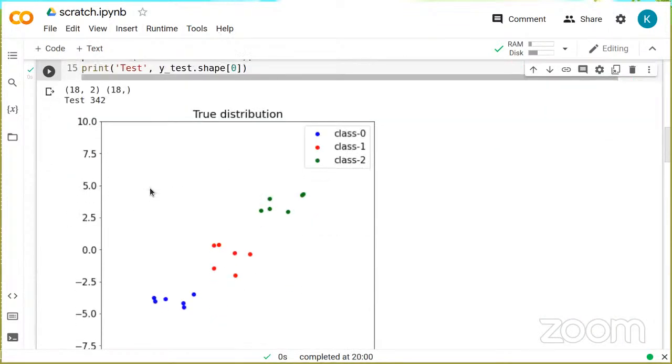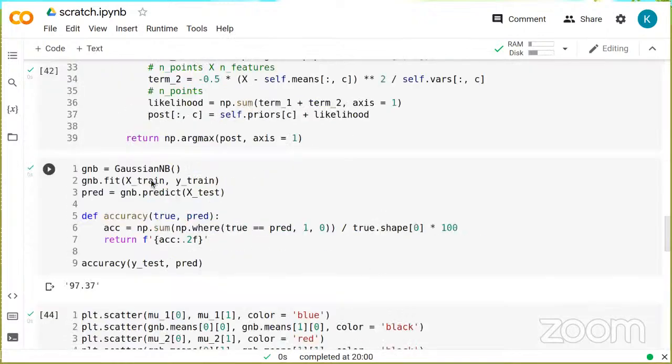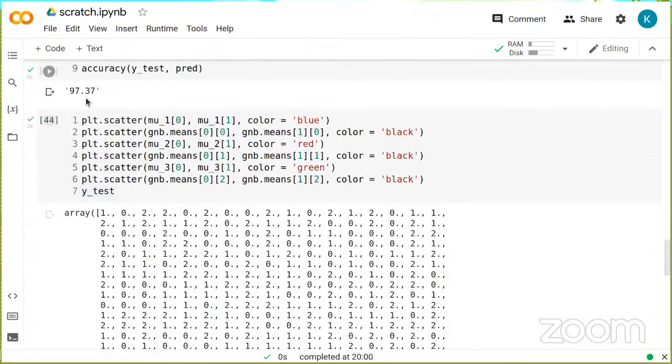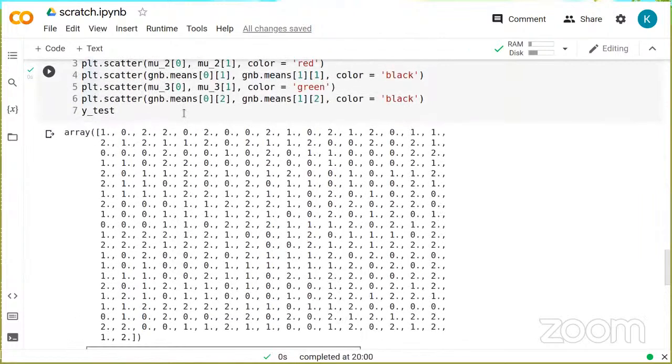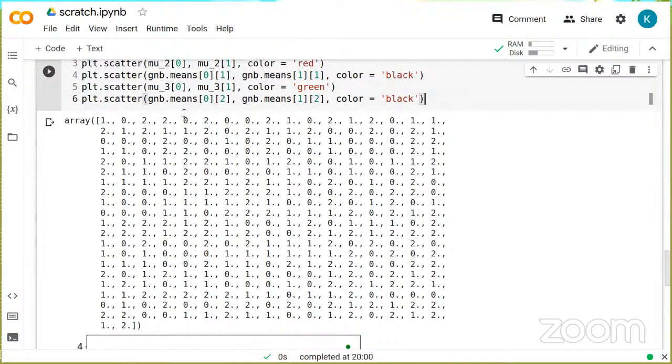Yeah, now only 18 points are there. So accuracy has now come down, 97.37. Okay, so that's all I had for Gaussian naive Bayes. Are there any questions that any of you had in general?